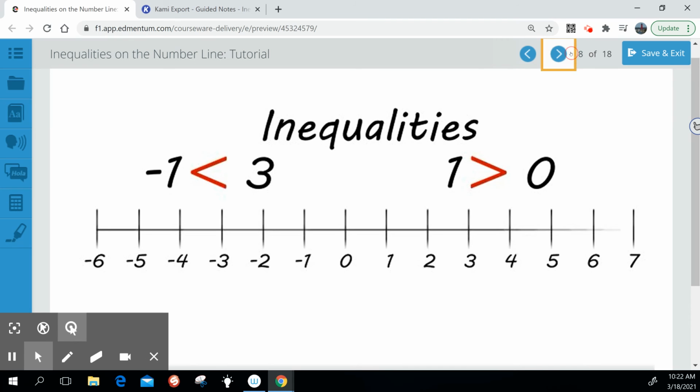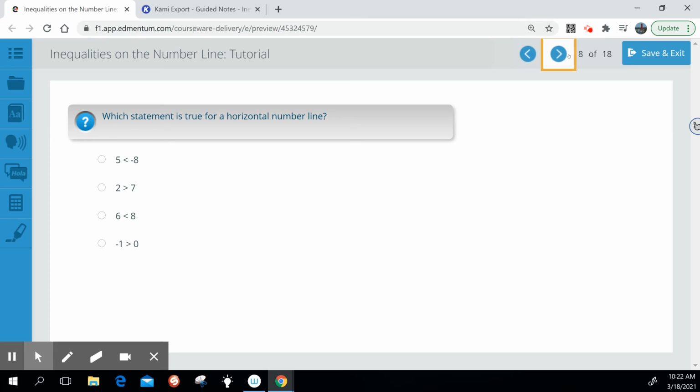Okay, let's look at this question. Which statement is true for a horizontal number line? What's true for a horizontal number line? Desiree, and tell me why. Tell me why none of the other ones are true, but that one is.